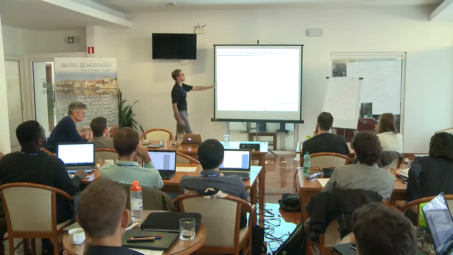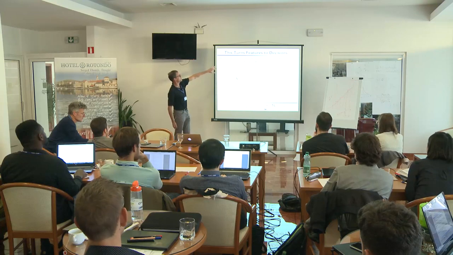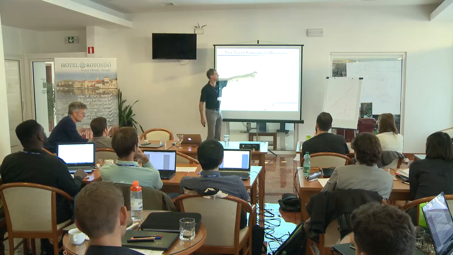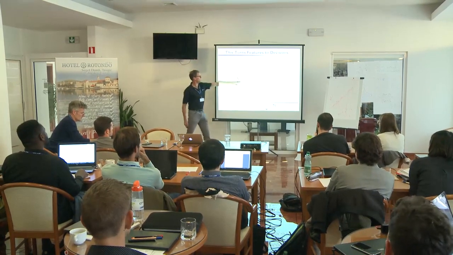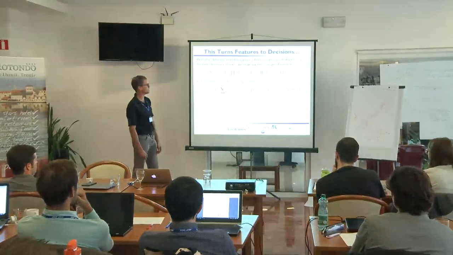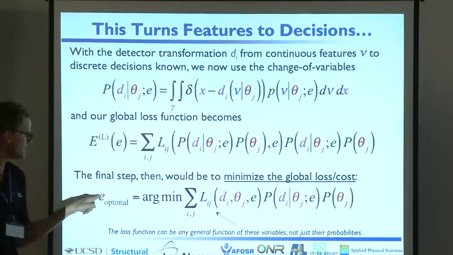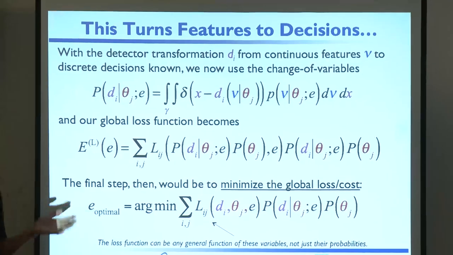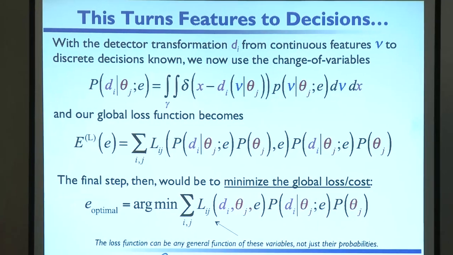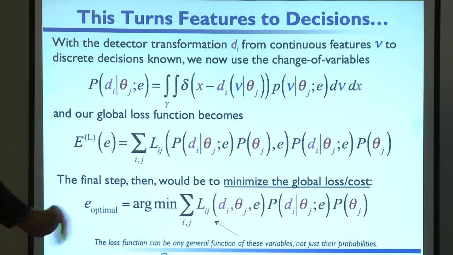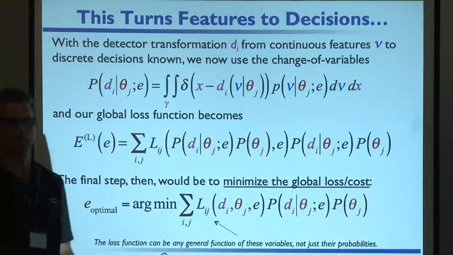So if you know that transformation function, known as the detector, that's why it's detection theory, from continuous features to discrete decisions, we can use the standard change of variables formula, nothing special about that, to go to a global loss function now, a discrete global loss function among all the states. Basically, it's all the pieces. And then the final step would be to minimize that global cost over the design space. And there's a design principle. Now, this isn't easy, but it's a design principle that will get you the minimum cost defined by decision error weighings of design.